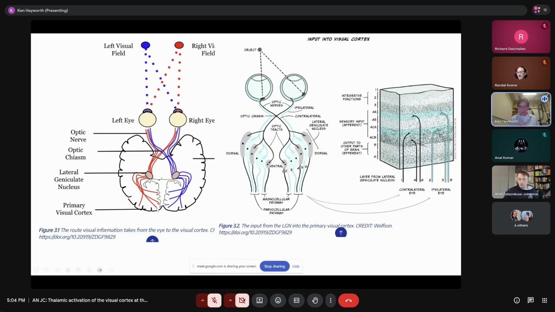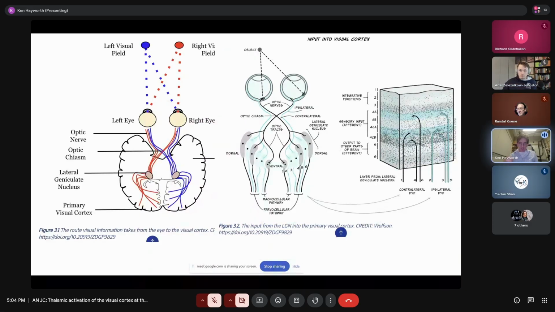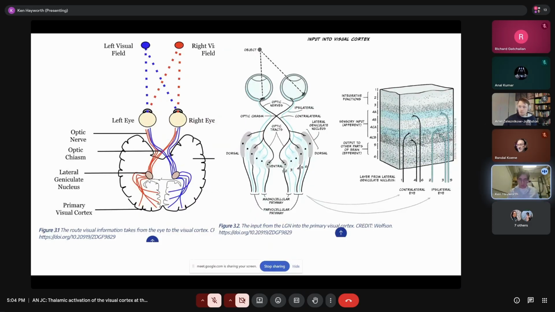This paper is going to be talking about the primary visual cortex of the mouse, specifically layer 4 cells in the primary visual cortex of the mouse, and how their receptive fields are built out of inputs from the lateral geniculate nucleus. So if we look over here, you guys can see my mouse? Yes, we can. Great, thank you.